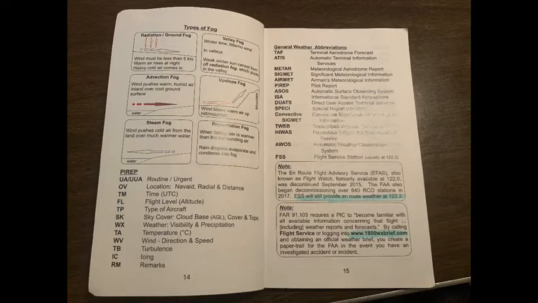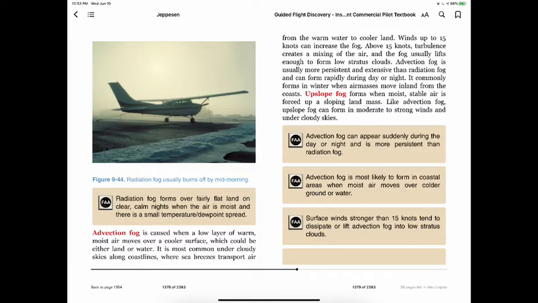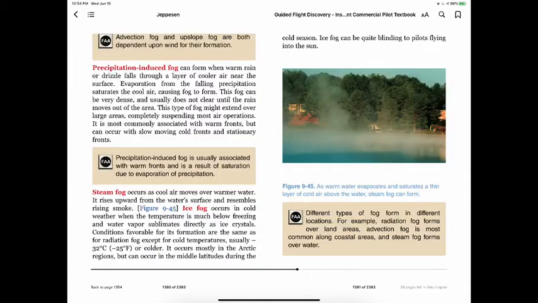Icing. Structural icing. 2 conditions for formation. 1, visible moisture: clouds, fog, and precipitation. And 2, aircraft surface temperature below freezing.